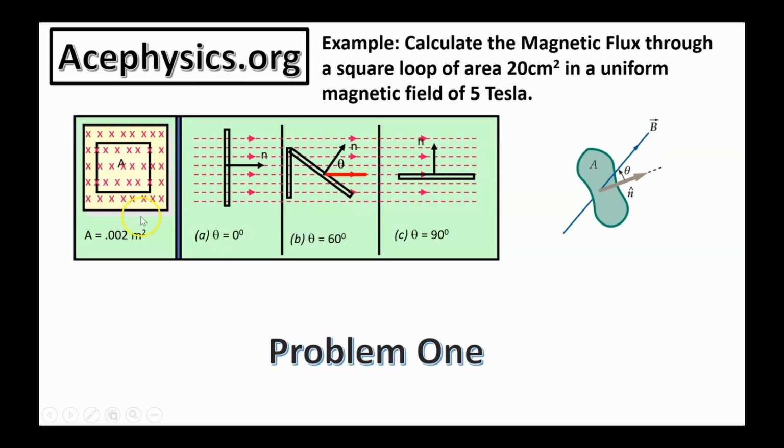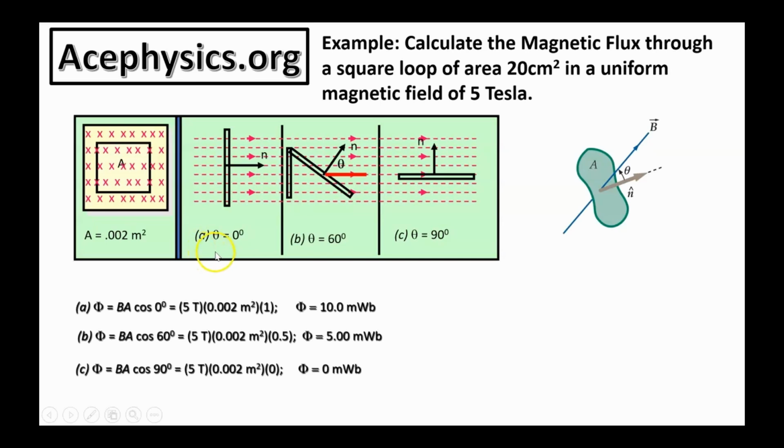In case A, the loop is completely aligned with the magnetic field. Since the angle is 0 degrees, all of the field lines pass straight through the loop. This means the magnetic flux is at its maximum value, 10 milliwebers. In case B, the loop is tilted at an angle of 60 degrees. Only part of the magnetic field passes through the loop because of the tilt. This reduces the flux to half of the maximum value, which is 5 milliwebers.